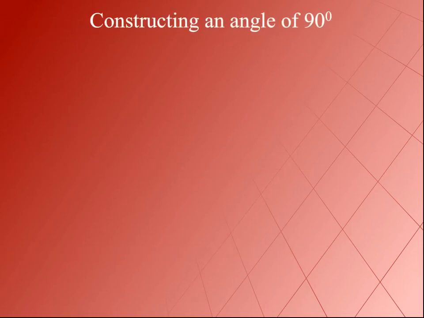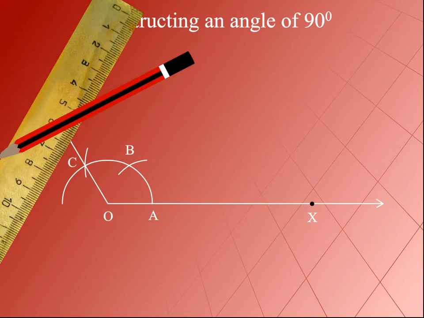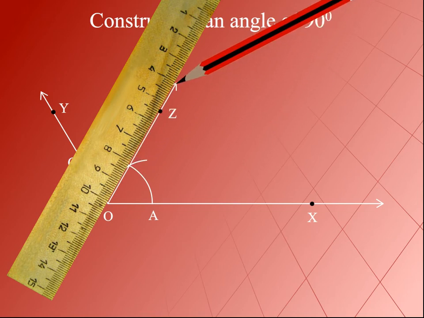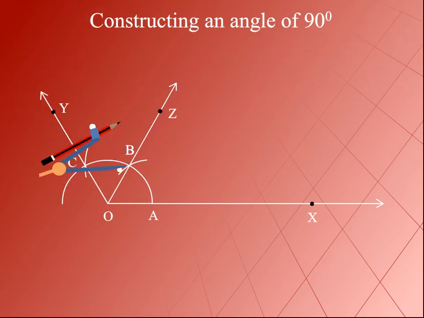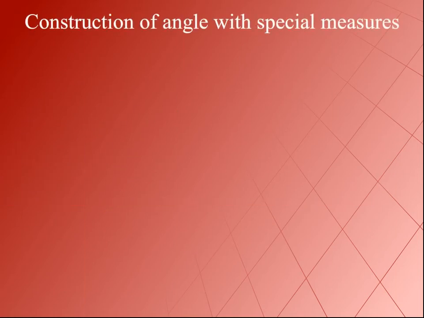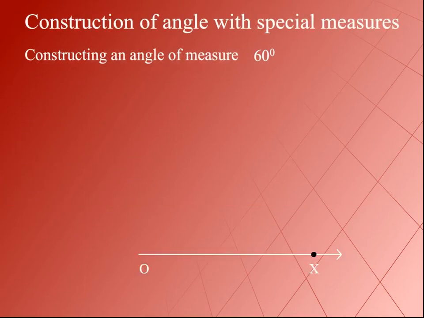Constructing an angle of 90 degree. In this figure, join OB and produce it to get a ray OZ. Bisect the angle YOZ, then angle XOT equal to 90 degree. Alternatively, construct a perpendicular on the ray OX at the point O.